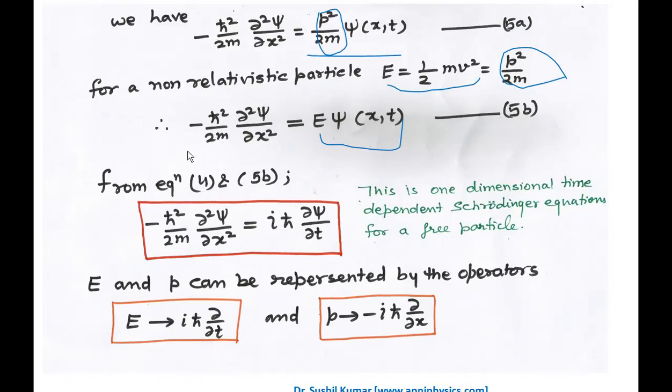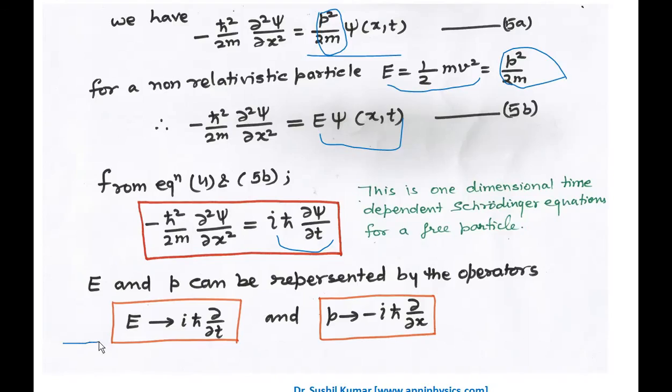So here when I compare these two equations, I found that minus h cross square upon 2m del 2 psi upon del x square is equal to iota h cross del psi upon del t. Right, so this is the one dimensional time dependent Schrodinger equation for a particle. There is no potential, right? V is equal to 0 in this particular equation. This is the time dependent Schrodinger equation, and from this equation one can conclude the energy and momentum operator also.